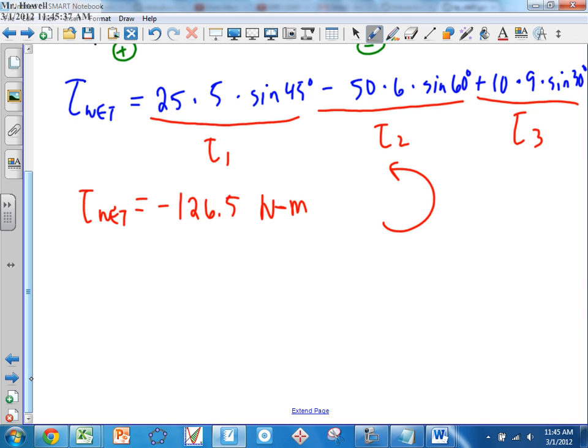So, we got counterclockwise here because it's negative. That's why I drew the arrow this way, because it's counterclockwise. And then I can probably solve it.